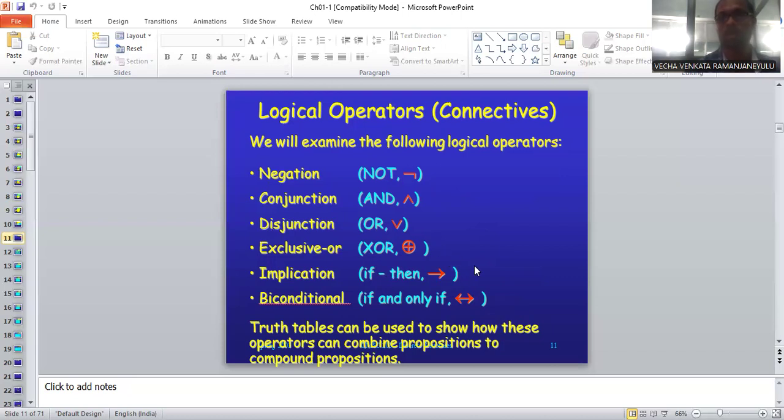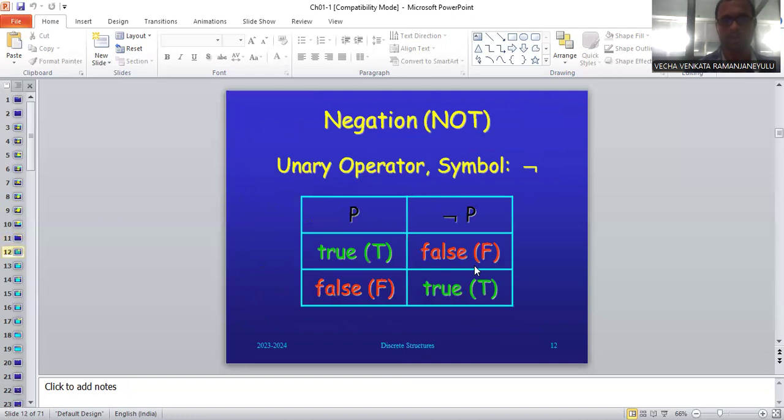Combine propositions to make compound propositions. Next, I am taking one example using the negation. Negation means not. Here, it is a unary operator, with the symbol like this. I am taking P. P is the proposition, a statement. The P value can be true or false. Whenever P is true, the negation is false. And again, when P is false, the negation is true. This is the negation example.